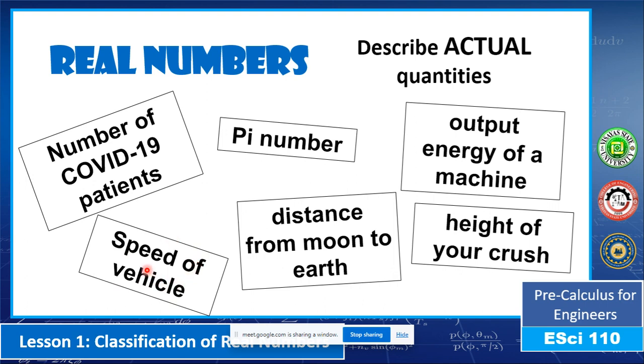So the number 60 there describes the magnitude of the speed of the vehicle. So it's still a real number. And we can also quantify pi. So where does the pi number come from?